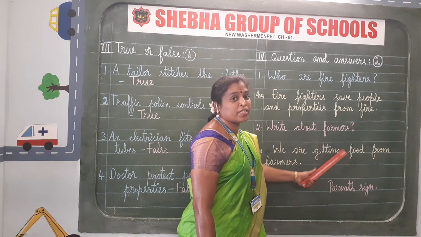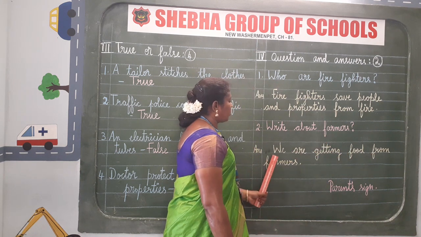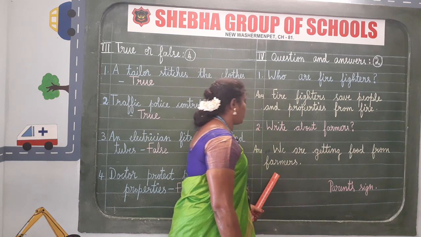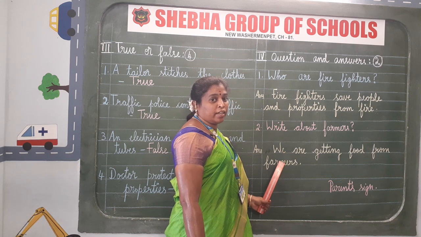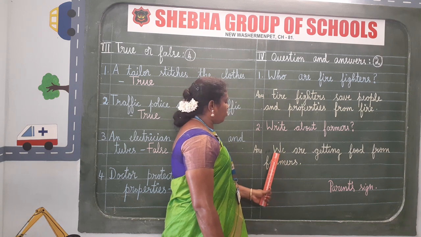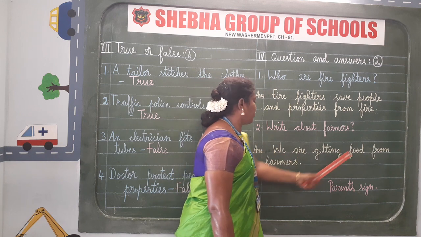Farmers na yaruma vivasayigal. What is the answer? We are getting food from farmers. Farmers, vivasayigal, vivasaya senjiral da namakku food kadakidu. Okay, ma? We are getting food from farmers.